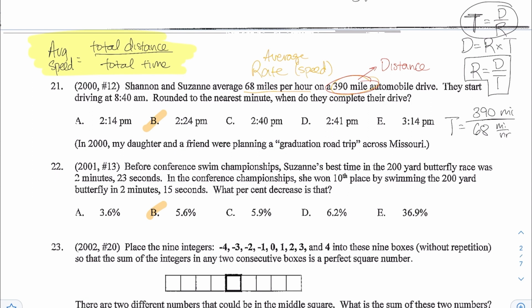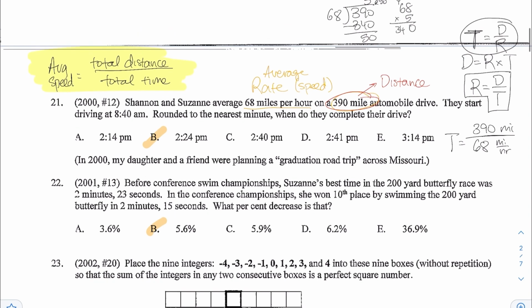So when you do that, you can just estimate 68 to be about 70. So you would estimate that 68 times 5 is going to be kind of close. And you get 340. So you have a remainder of 50. So the answer is going to be 5 hours and 50 over 68.